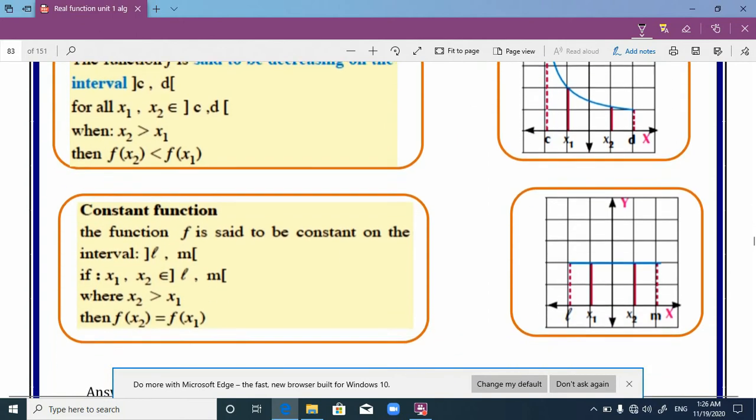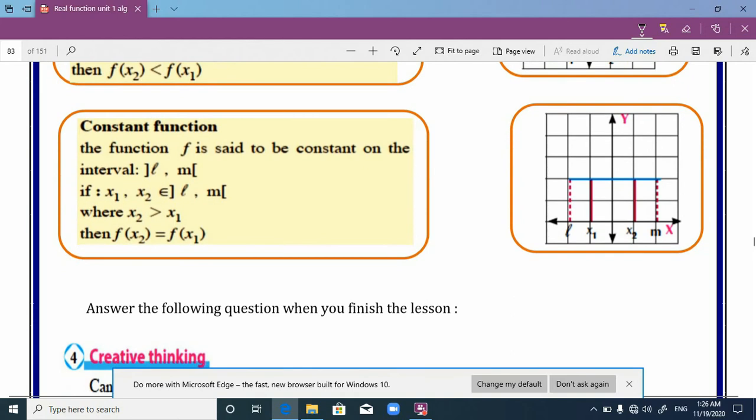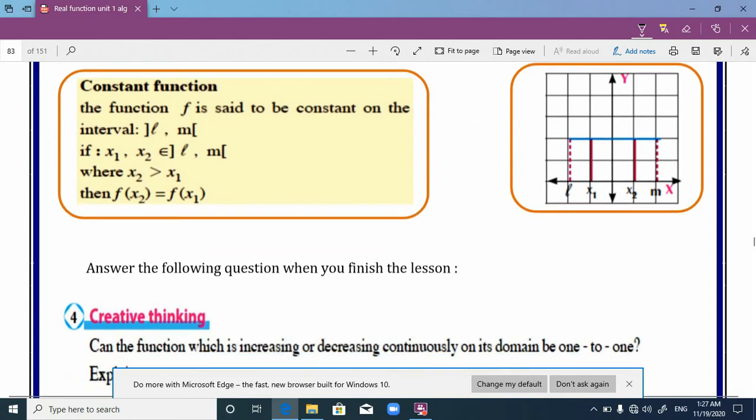Next, constant function. The function f is said to be constant on the interval from L to m if x1 and x2 belong to L and m, and f of x1 equals f of x2. Then the function here is constant.